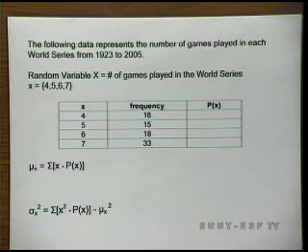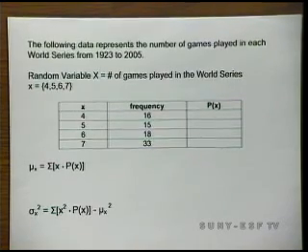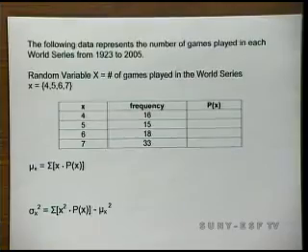We have the following data that represents the number of games played in each World Series from 1923 to 2005. Our random variable x is the number of games that were played for each year. Now, our random variable x can take on the values of 4, 5, 6, or 7. This is our sample space. These are the discrete values of our random variable x.